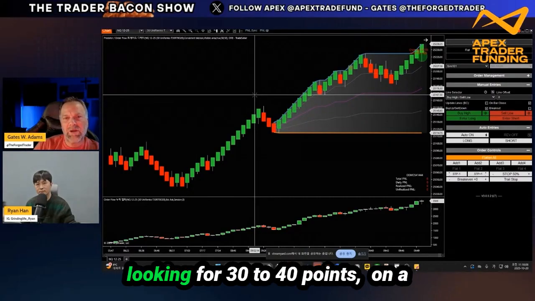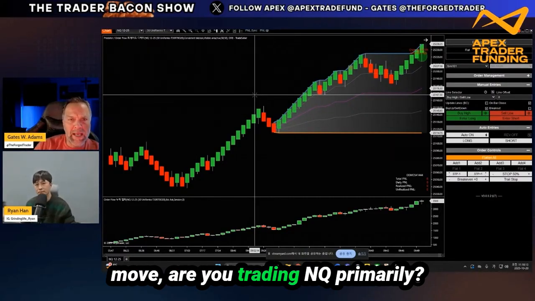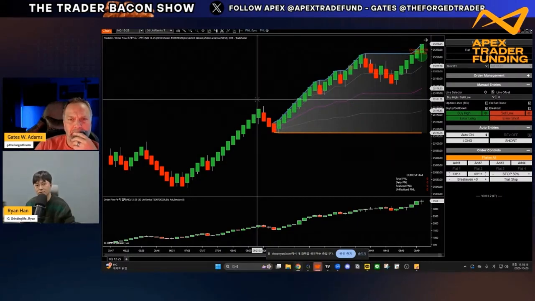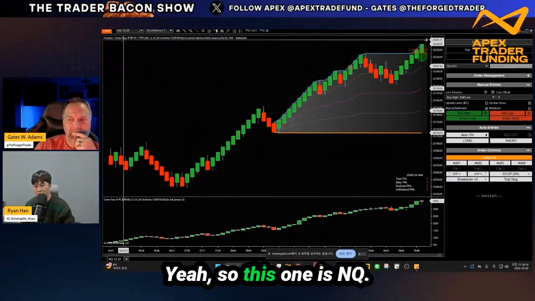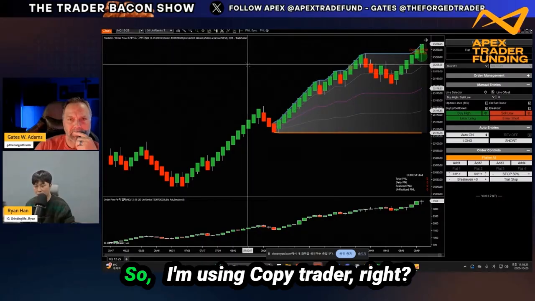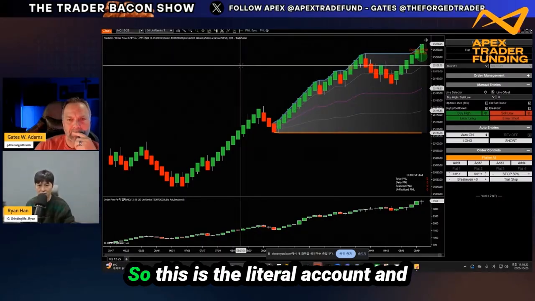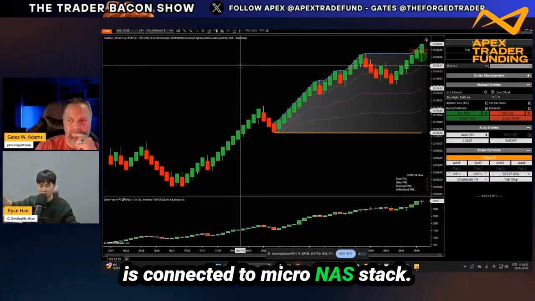And so with something like this, if you're looking for 30 to 40 points on a move, are you trading NQ primarily? MNQ. MNQ, so, of course, yeah. Yeah, so this one is NQ. So I'm using Copy Trader. So this is the literal account and is connected to micro Nasdaq.